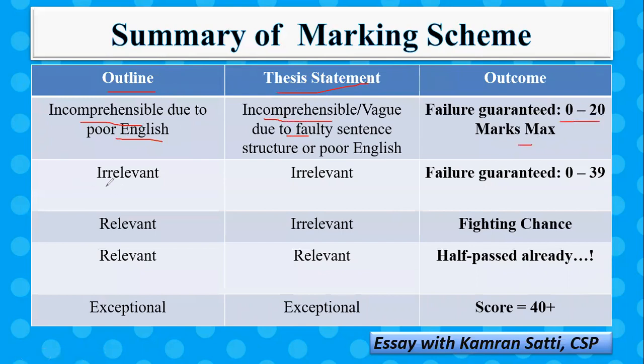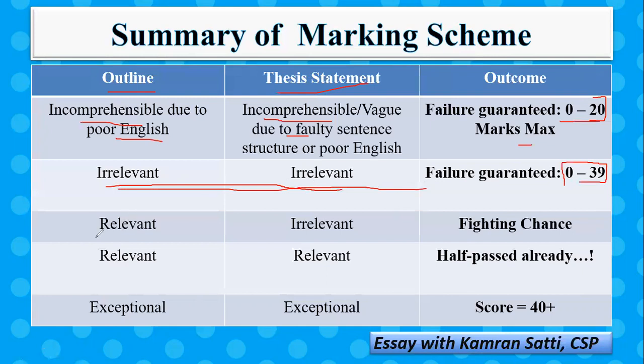If your English is good, but you have written both an irrelevant outline and thesis statement, he won't give you 40 marks. He will give you marks for writing good English. That is why he will give you more than 40 marks. He will give you even 39, but he won't pass you because you have written irrelevant. You haven't understood the topic properly, or even if you have understood the topic properly, you aren't able to justify your topic.